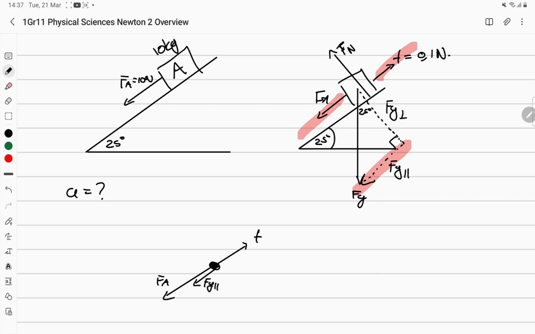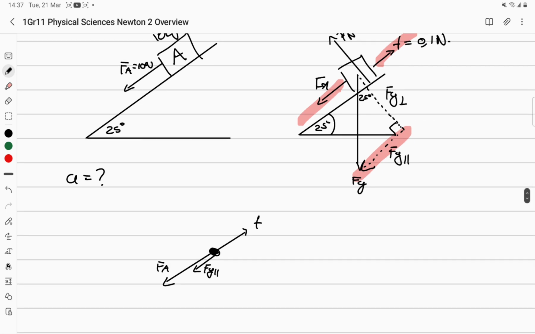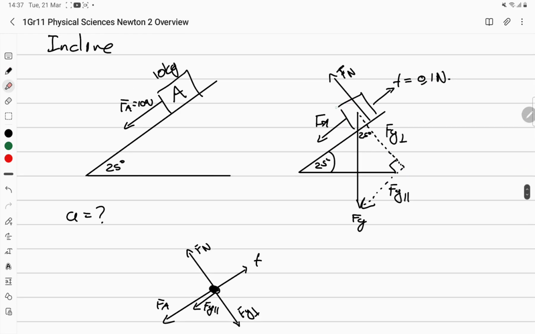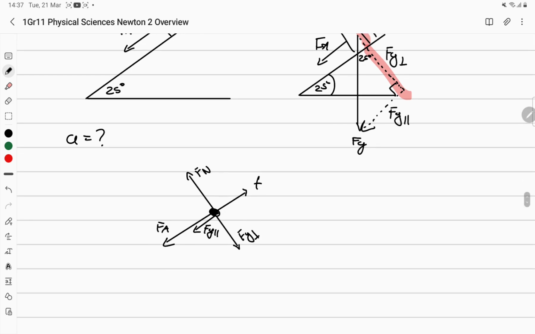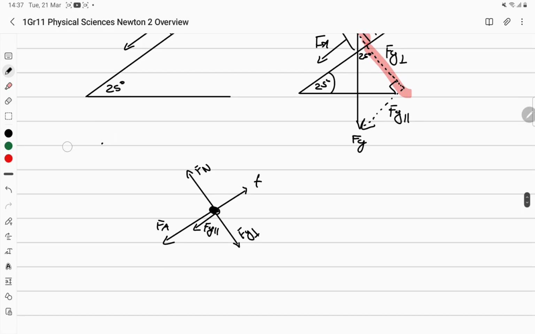All right. But what is happening in this is all in the parallel direction. We're going to call it the parallel direction. And in the perpendicular direction, we have the normal. And we have the FG perpendicular. So this is how you would draw it in a test or an exam. And you need this diagram to actually work everything out.